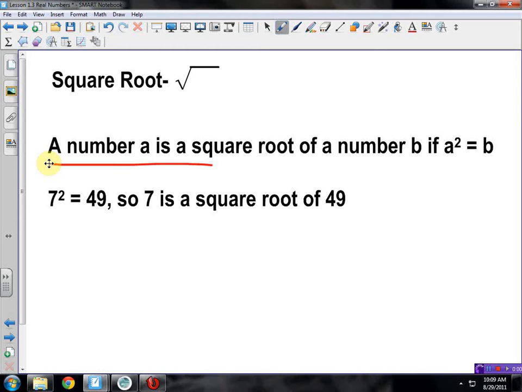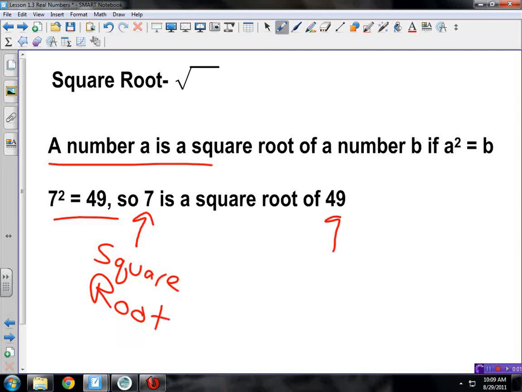I think this is probably a better one for you because it's got numbers and examples. It says 7 squared is equal to 49. And it says, so 7 is a square root of 49. Right? So this one would be the square root. What would this one be called if that one's the square root? And just the square. Right? So that's the square, the other one's the square root.